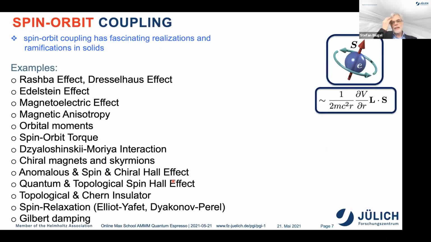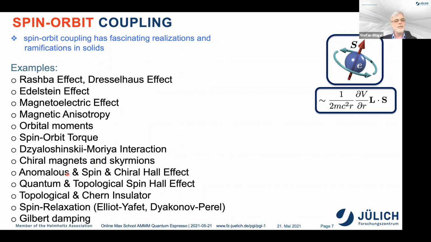So this spin-orbit coupling, maybe you never heard of, maybe you have never been interested in, has fascinating realizations and ramifications in a solid, and attached to it are also fancy names of interesting people, like the Rashba effect, the Dresselhaus effect, the Edelstein effect, the magnetoelectric effect. We talked about the magnetic anisotropy. Related to these are the orbital moments. We have a spin-orbit torque. We have the Dzyaloshinskii-Moriya interaction. We have chiral magnets and skyrmions.